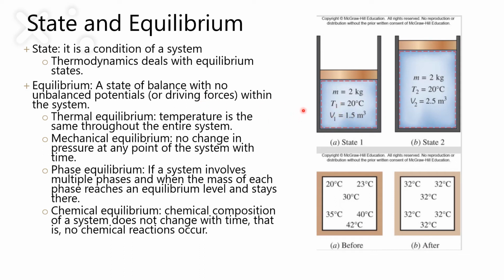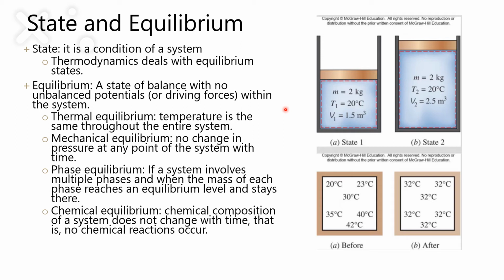Thermodynamics deals with equilibrium states. The word equilibrium implies a state of balance. A system in equilibrium experiences no changes when it is isolated from its surroundings. And there are many types of equilibrium, and a system is not in thermodynamic equilibrium unless the conditions of all the relevant types of equilibrium are satisfied.